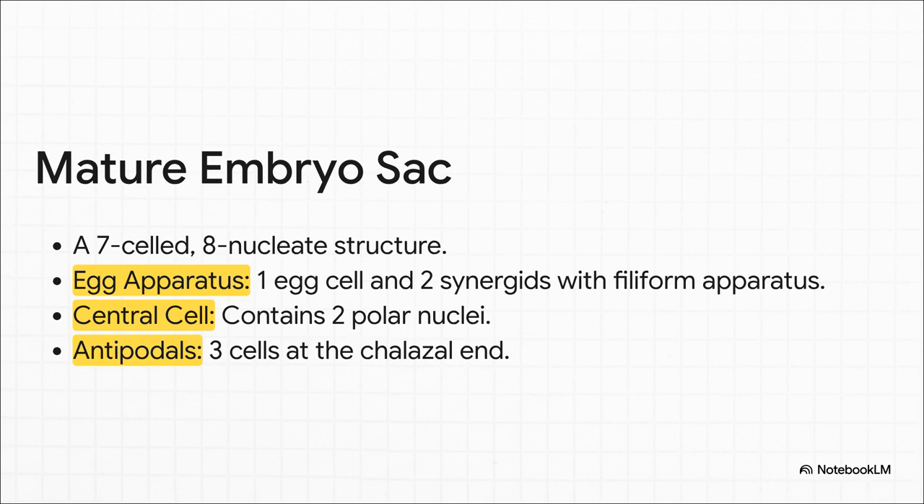Now, you'll always hear it described as 7-celled and 8-nucleate. It sounds a bit confusing, but let's break it down. It's actually very organized. At the end, near the micropyle opening, you have what's called the egg apparatus. This is made of 1 egg cell and 2 helper cells on either side called synergids. At the complete opposite end, you have 3 cells called antipodals. So that's 6 cells so far. The 7th cell is the massive central cell that takes up most of the space. But this big cell has 2 nuclei inside it, the polar nuclei. So there you go, 7 cells, 8 nuclei, and it is now perfectly ready for fertilization.